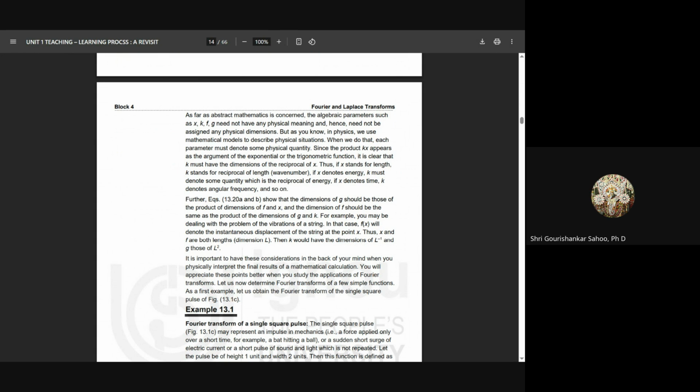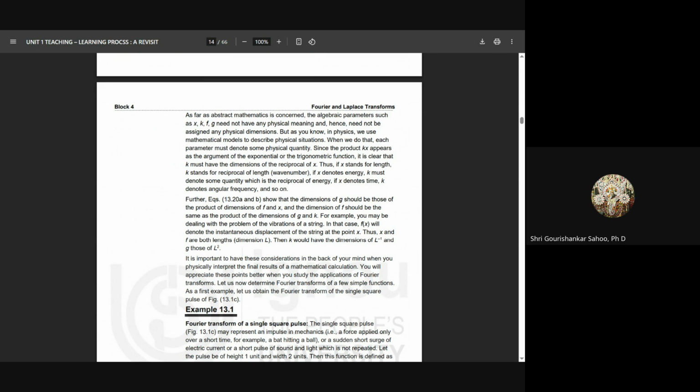When we do that, each parameter must denote some physical quantity. And since the product kx appears as the argument of the exponential or the trigonometric function, it is clear that k must have the dimensions of the reciprocal of x. So if x stands for length, k stands for reciprocal of length, that is wave number. If x denotes energy, k must denote some quantity which is the reciprocal of energy. If x denotes time, k denotes angular frequency, and so on.